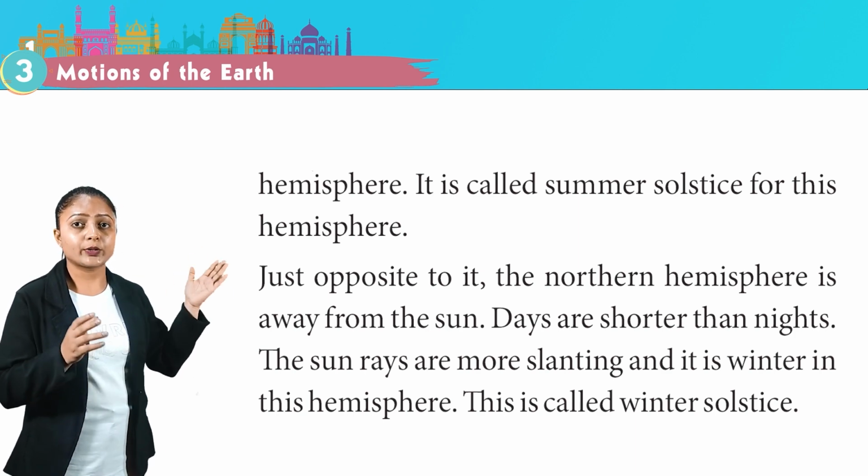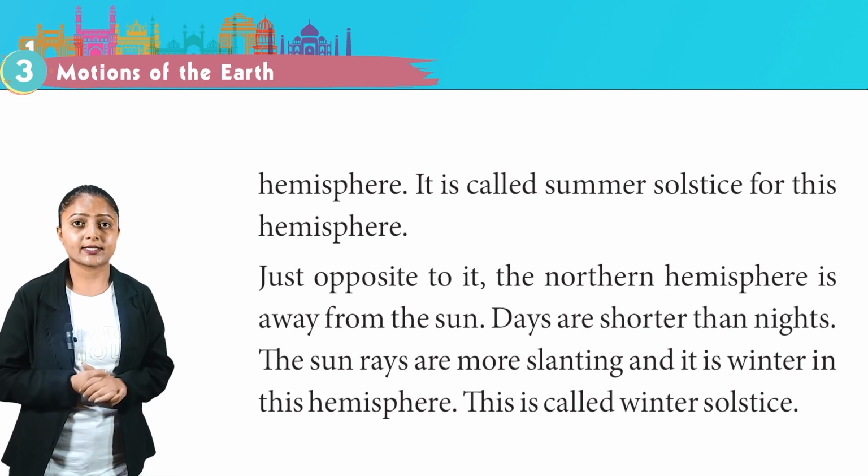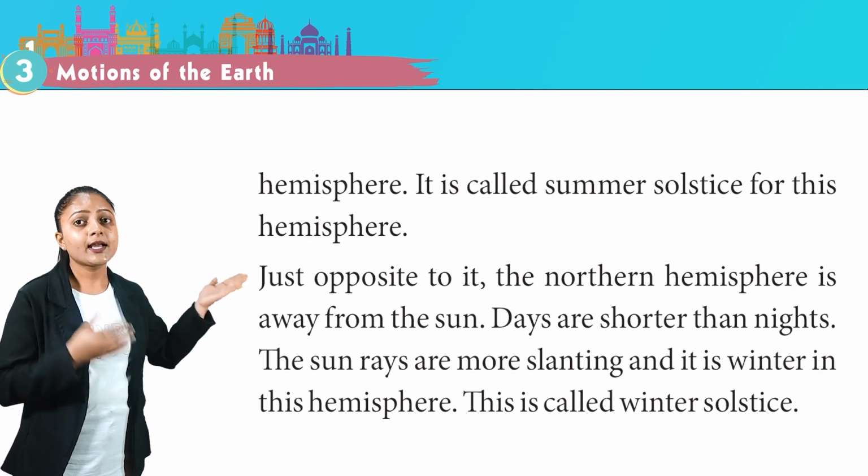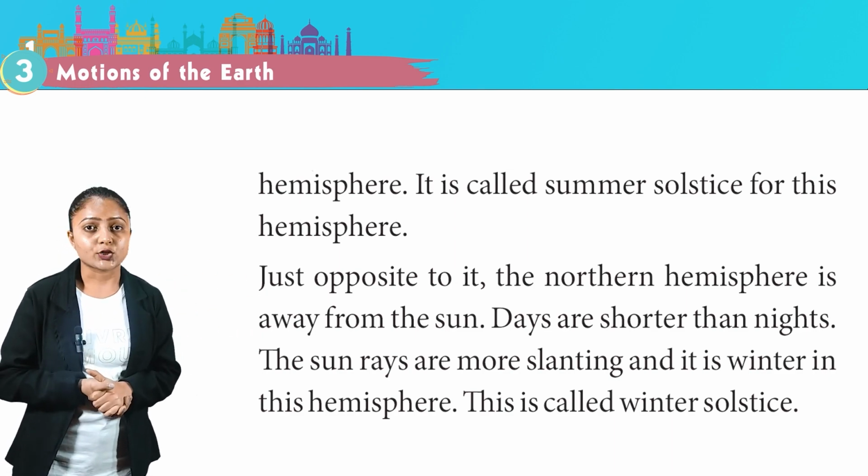Just opposite to it, the northern hemisphere is away from the sun. Days are shorter than nights. The sun rays are more slanting and it is winter in this hemisphere. This is called winter solstice.